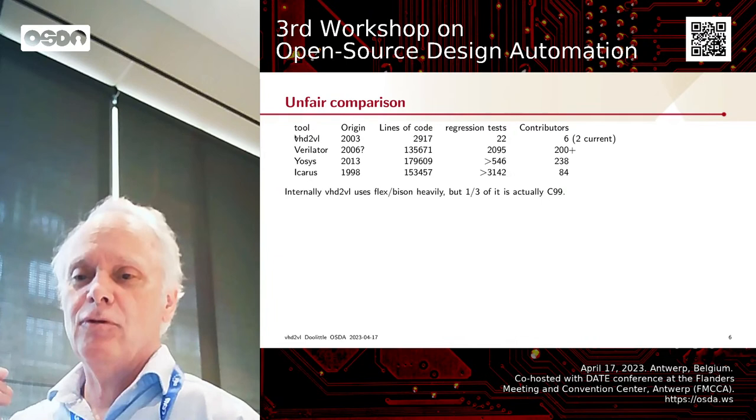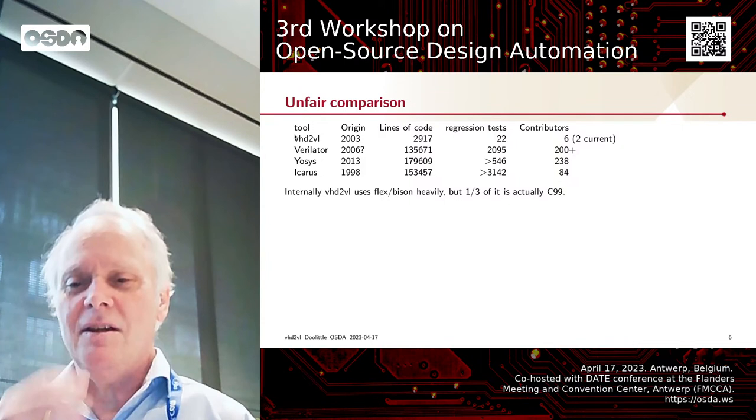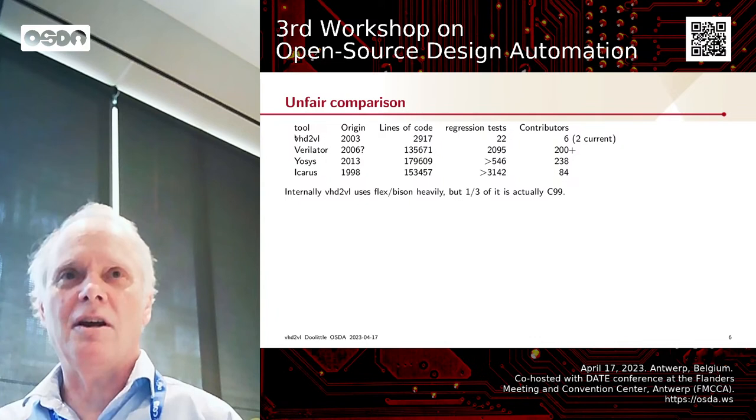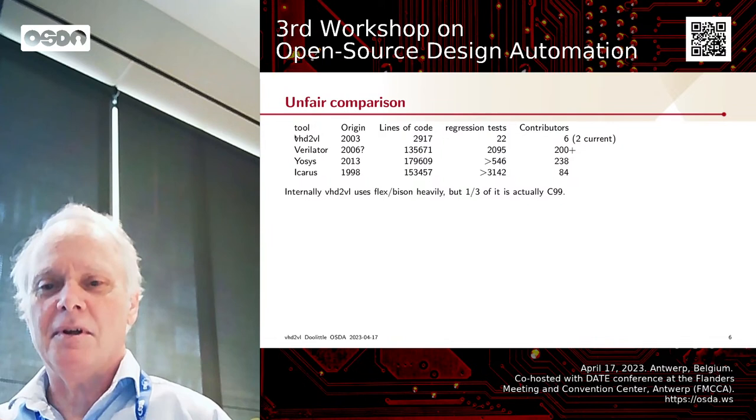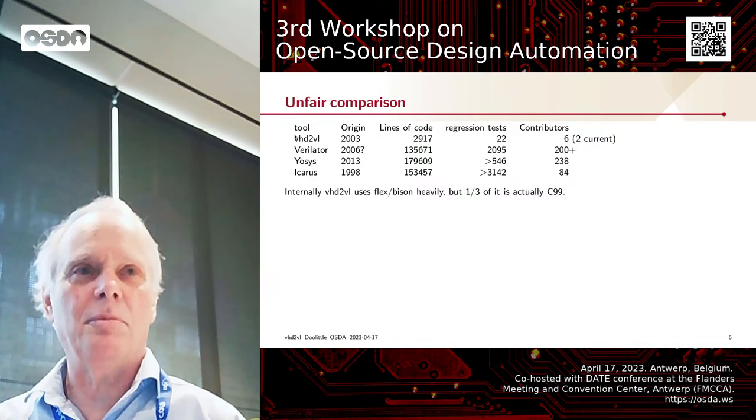I want to compare VHDL to VL with a couple of other programs, and this is why I say that I'm lucky to rub shoulders with such brilliant people in this room. It's a tiny fraction of the size of some of these other programs. And I counted six contributors to current. This is a far cry from what these other tools are. Internally, VHDL to VL uses Flex and Bison, but a third of it is actually just standard C99. So it's not a big program, but it's a useful program.